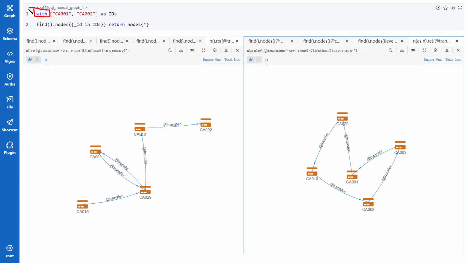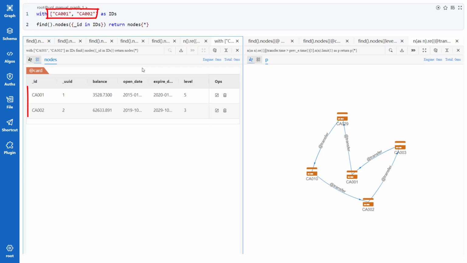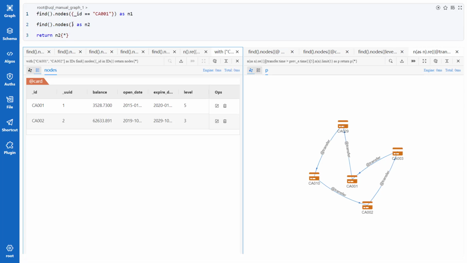This statement contains a with clause that names an array with 2 strings as IDs. Then a find nodes command uses this array as a source that the node ID must come from. The alias being called this time, which is N1, is bank card C8001 found by the first command. It is then called by the second command, which uses the value of balance of card 001 to filter its current node.